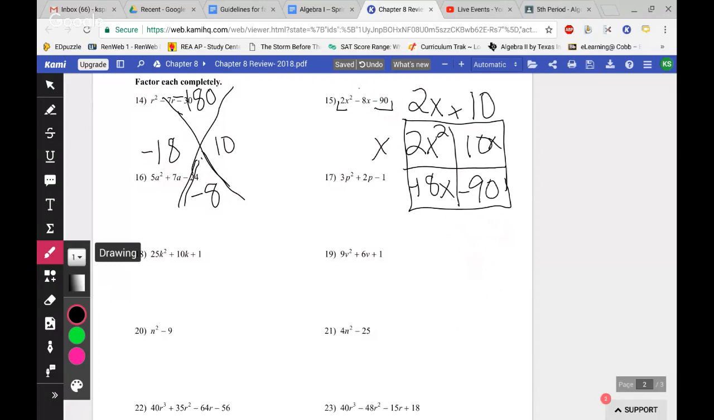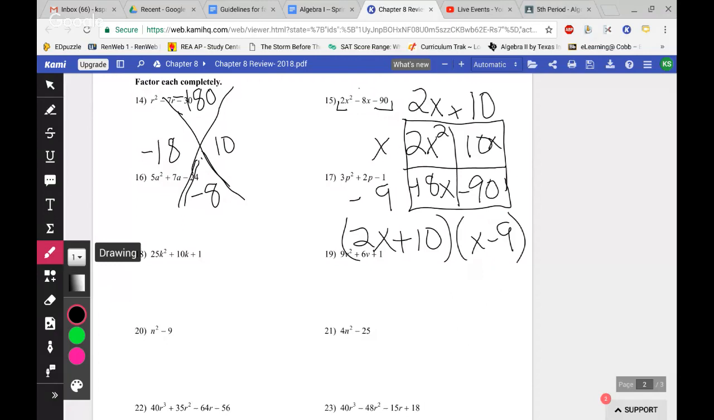Okay, what can I factor out down here? 9. And a negative 9. Yeah. So that's going to be 2x plus 10. That's a weird one. 2x plus 10. And then x minus 9. So you definitely have to know not to factor that out twice. Does that make sense to you all? Yeah. Okay. If you factored the 2 out here, you couldn't factor it out in the row too.